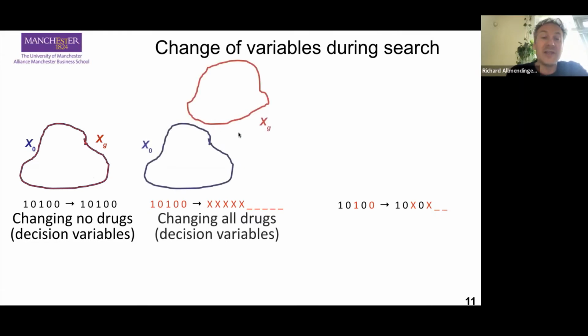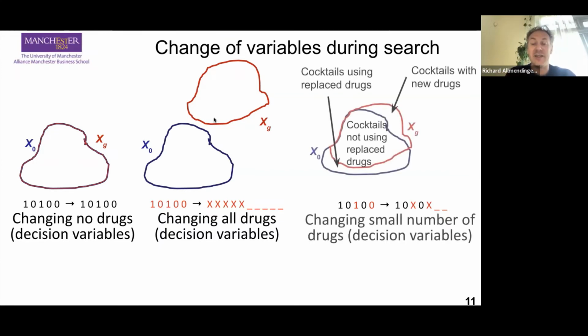And then there's the other extreme. What happens if you change the entire library? You start off with that library that's making up X0, and then you throw that whole library away and replace it with new drugs. So you're changing your search space completely, and the only way probably to deal with this problem is to restart the optimization process.